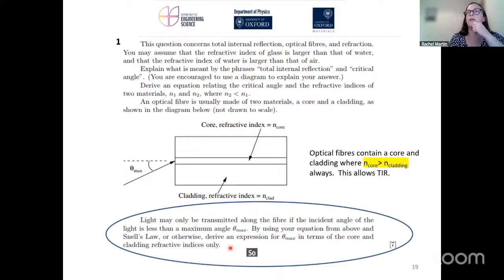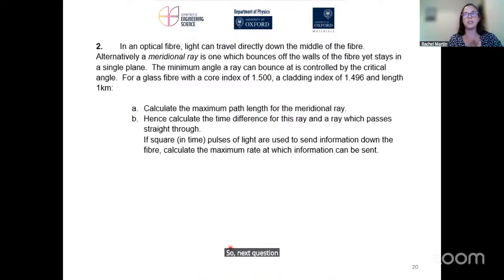So next question, which is on a similar theme, have a little read of this. And as I said, with every question, there are multiple routes.